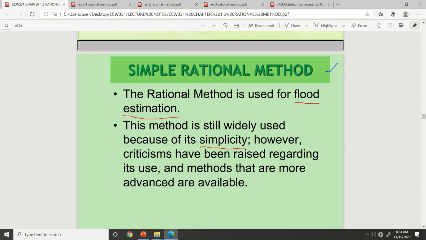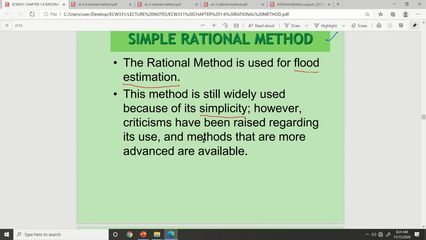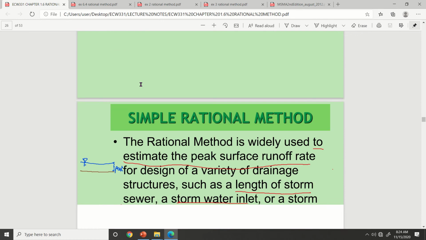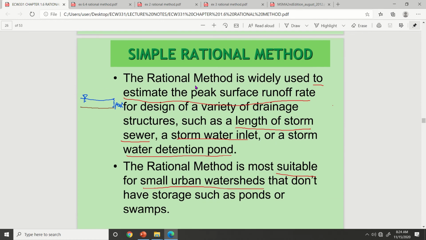So this rational method is used for flood estimation. Alright, so this is a simple method. By using a formula or IDF curve, you can know the flood estimation. So for flood estimation, we only estimate the peak surface runoff, the peak surface runoff rate.